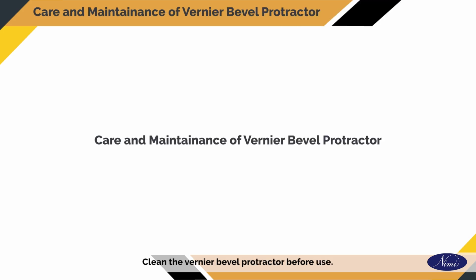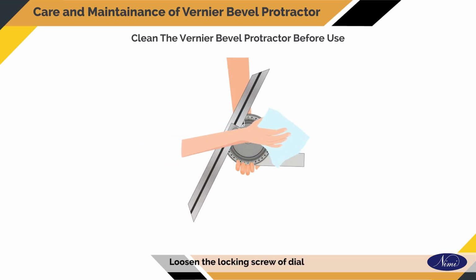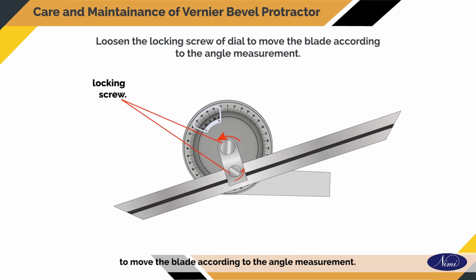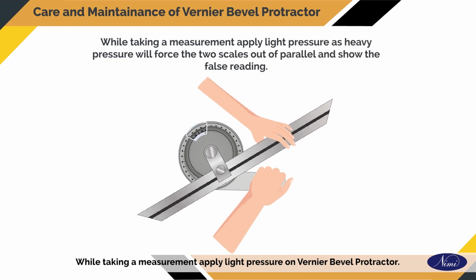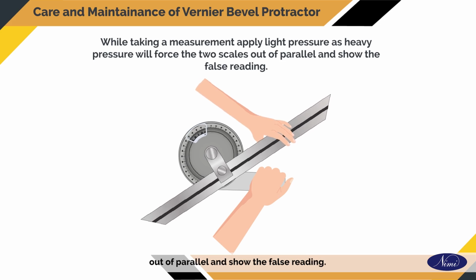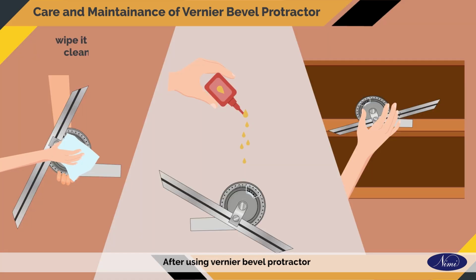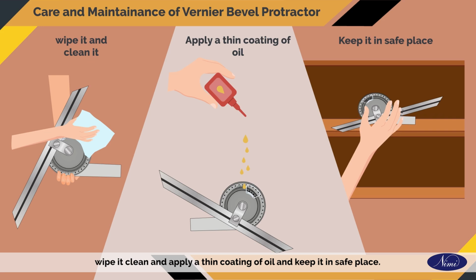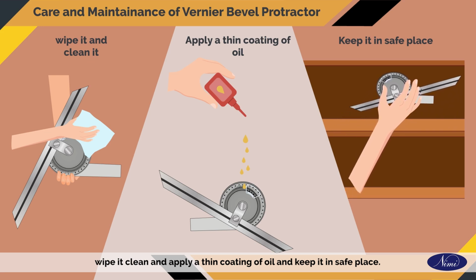Care and maintenance of vernier bevel protractor. Clean the vernier bevel protractor before use. Loosen the locking screw of the dial to move the blade according to the angle measurement. While taking a measurement, apply light pressure on the vernier bevel protractor. Heavy pressure will force the two scales out of parallel and show a false reading. After using the vernier bevel protractor, wipe it clean, apply a thin coating of oil and keep it in a safe place.